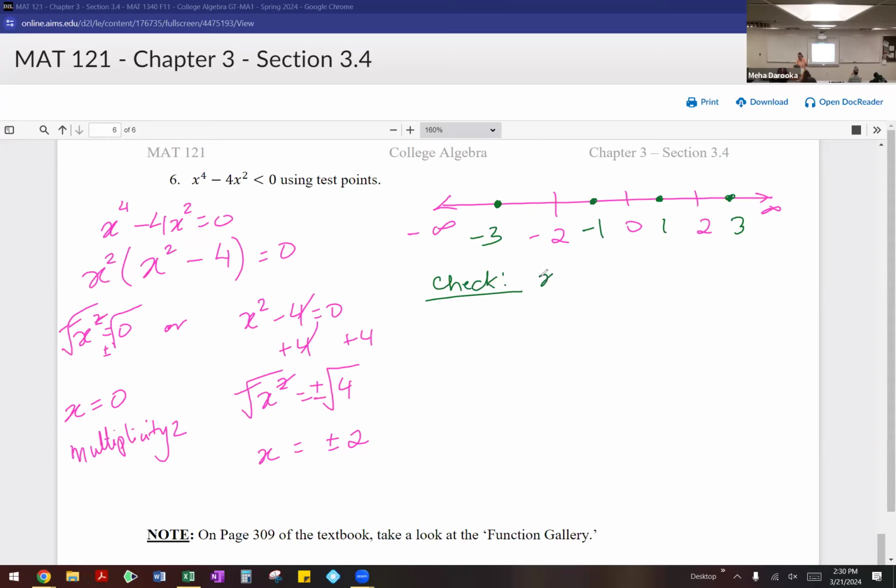We'll of course start with x equals -3 as our first test point. So when we put that into our polynomial, we'll have -3 to the 4th power minus 4 times -3 squared, which will end up giving us 4.